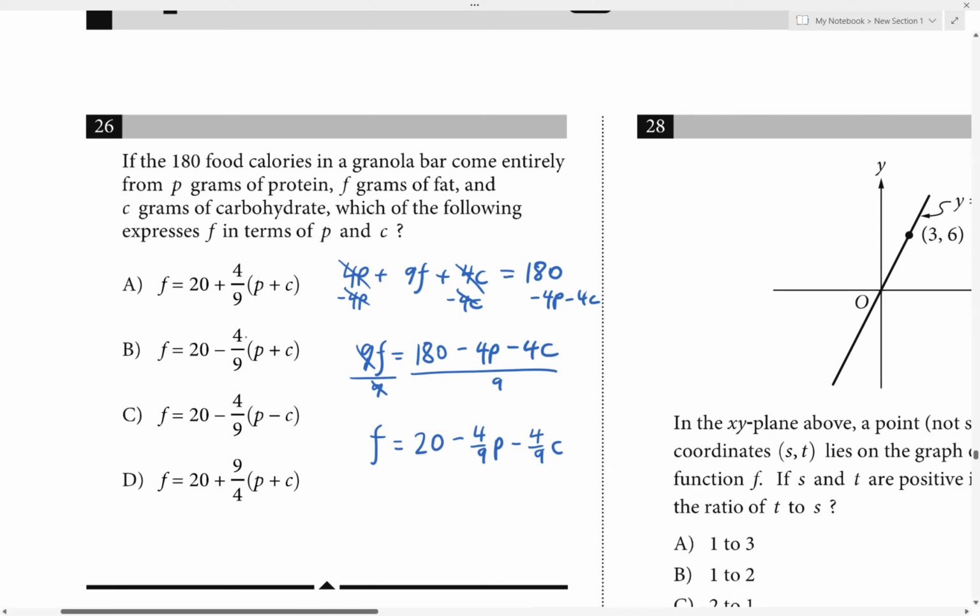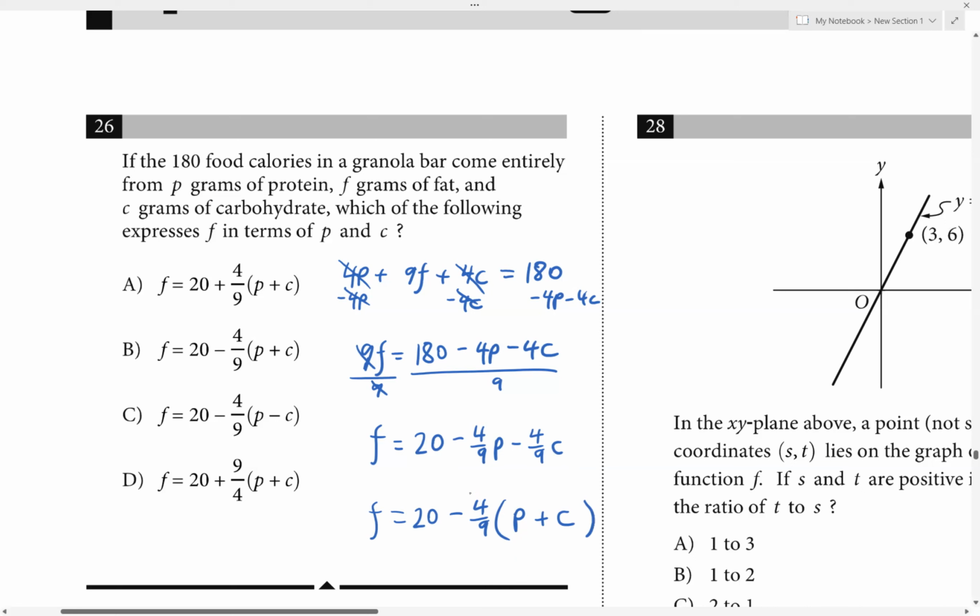So what we have to recognize is that for these two terms at the end, since they both have a negative 4/9 in front, we can actually factor out the negative 4/9 as a common factor. Okay, you can pull it out from both terms. So this will give us 20 in front, and then we pull out the negative 4/9. Then what we have left inside the parentheses should be P plus C. Okay, because we factored out the negative 4/9 from both terms, the negative is gone, so both P and C remain positive in the parentheses.